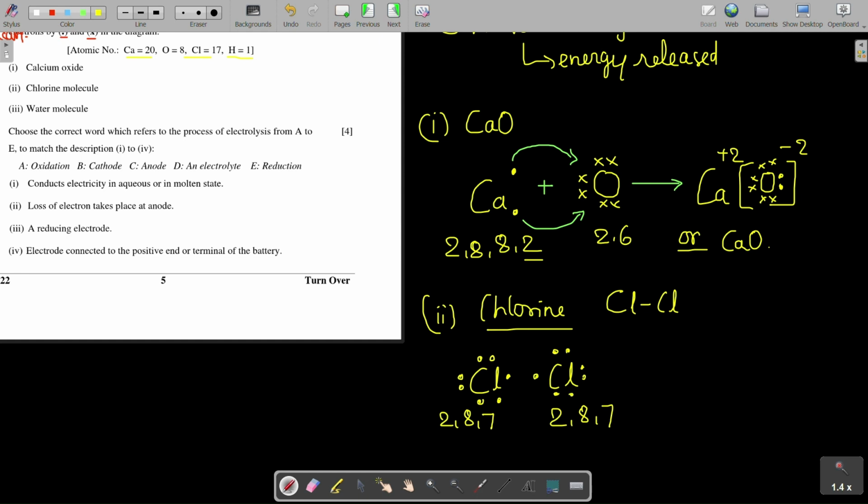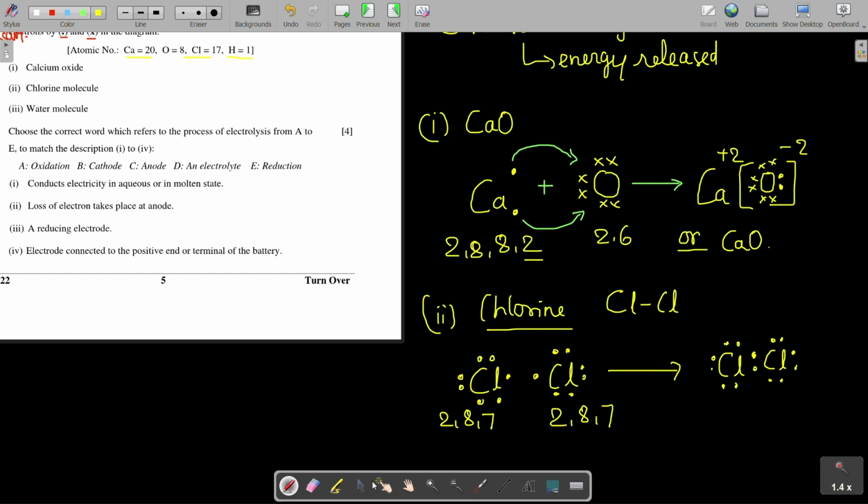Since this is a covalent molecule, the electrons will be shared between the two. So its molecular structure will be like this. Keep in mind here no ion is formed, because this is a sharing of electrons, a covalent bond.